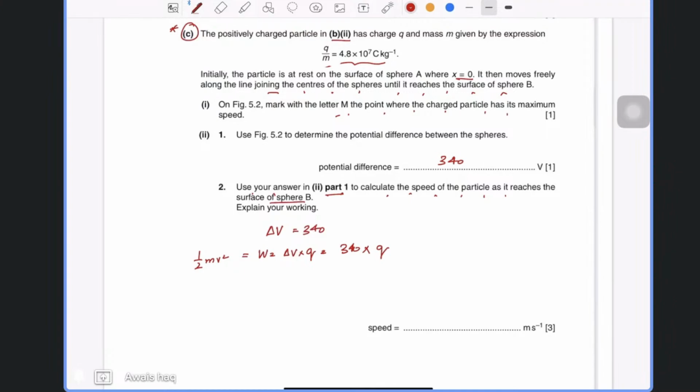Which means that half mv square should be equal to 340 times the charge, and then 2 will multiply there, and v square will be equal to 340 times the charge times 2 divided by the mass, taken under root. Do you guys understand this?